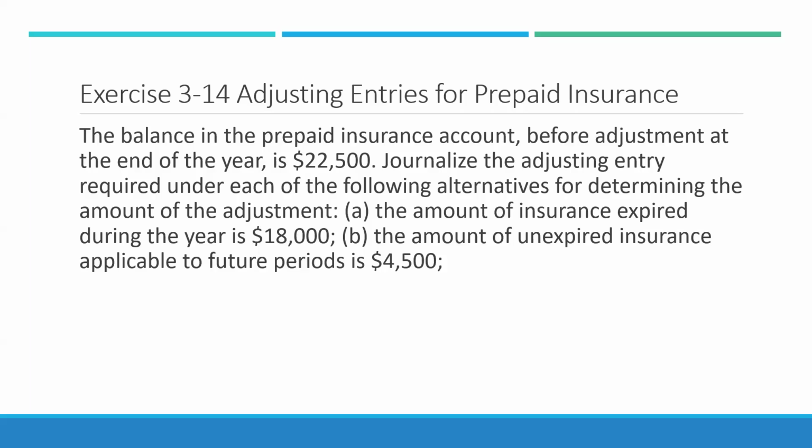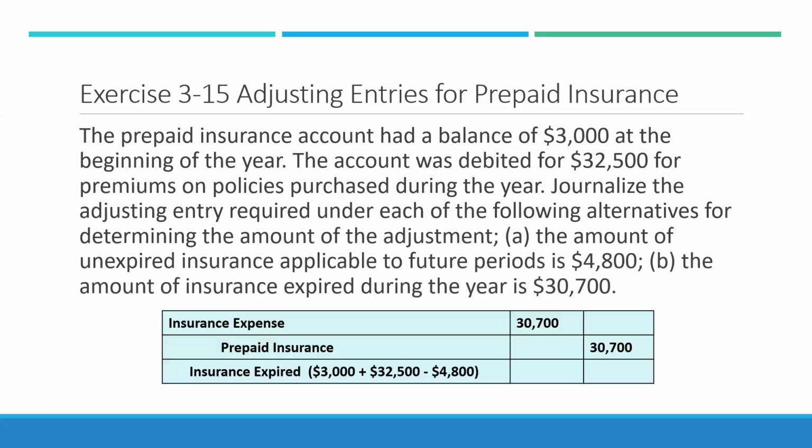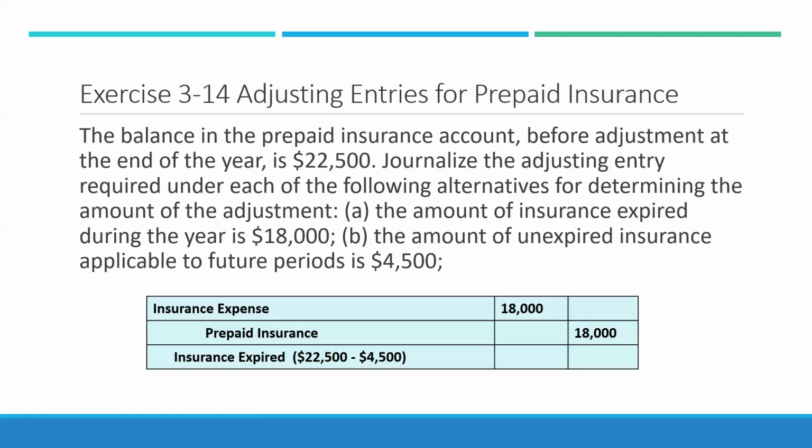What about this one? The amount of unexpired insurance applicable to future periods is 4,500. That's telling us that's what's left in the prepaid insurance account, right? So won't we take the difference and wipe it out? Wouldn't that be the same amount, 18,000? It'd be 18,000 also, right? Okay.